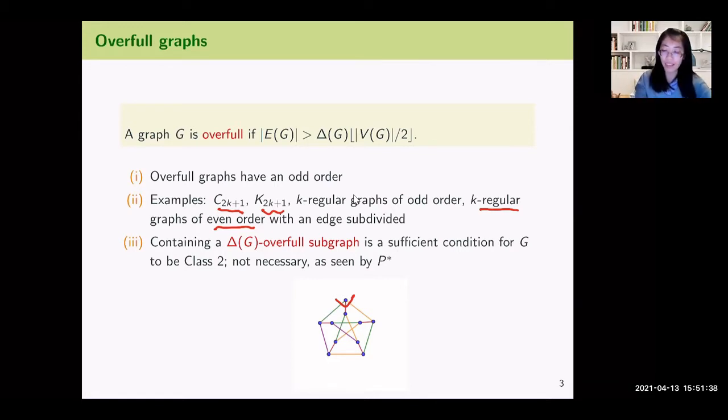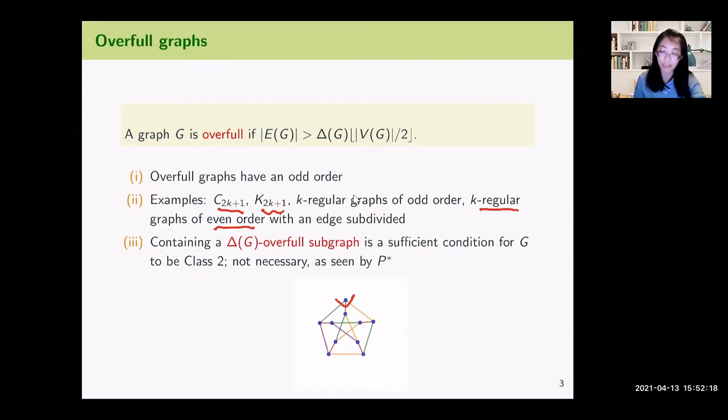Not just when the graph itself is overfull is the graph class 2. Also, if the graph has a Δ(G)-overfull subgraph, meaning a subgraph which has maximum degree Δ(G) and is overfull, then just edge coloring that subgraph requires Δ(G)+1 colors. So under that condition, the whole graph will be class 2 also. Containing a Δ(G)-overfull subgraph is a sufficient condition for a graph to be class 2. But this sufficient condition is not necessary.